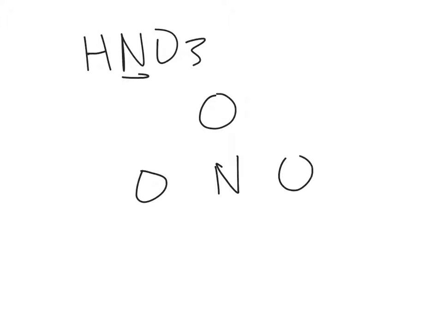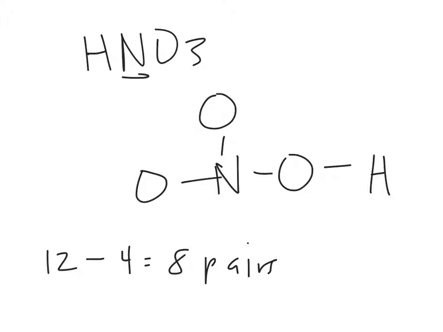But since this is an oxoacid, we know that our hydrogen is attached to an oxygen. So I'm going to attach it to that oxygen over here. I'm going to connect our oxygens by a single bond to our central atom. So we've used a total of 4 electron pairs so far. That means we have 12 pairs minus 4 pairs used, 8 pairs of valence electrons left to place on our structure. We know our hydrogen atom is done.